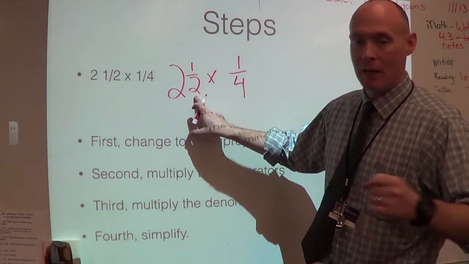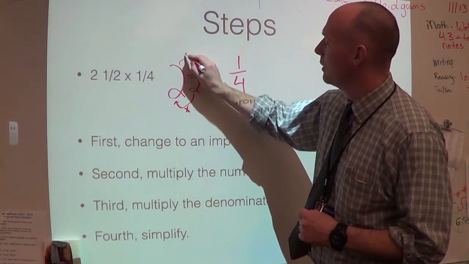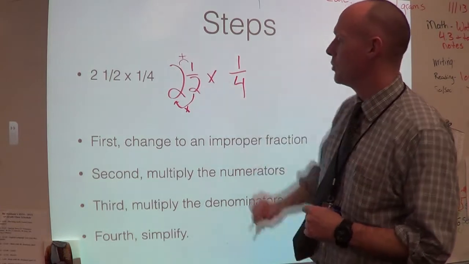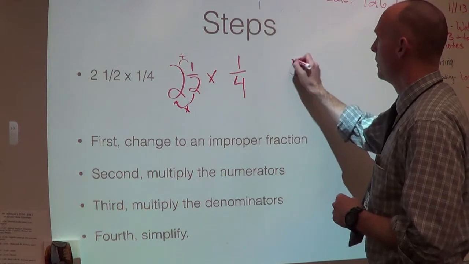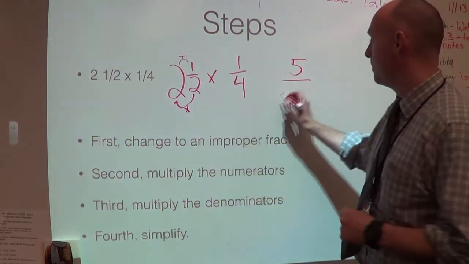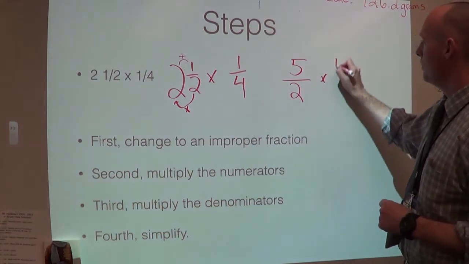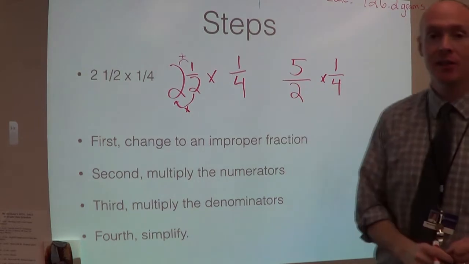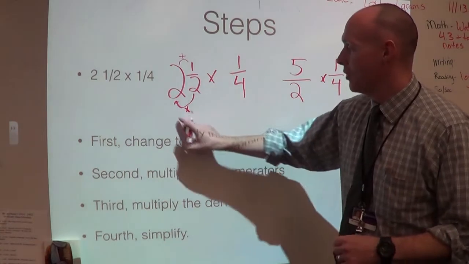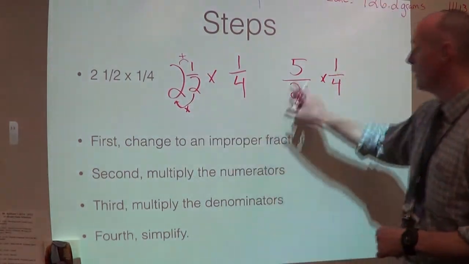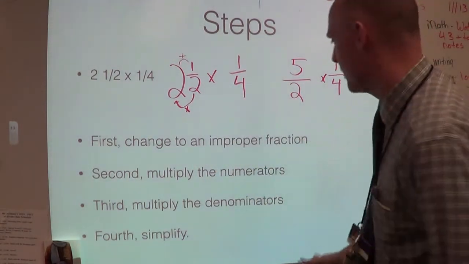Here's my mixed number. To make it an improper fraction, we multiply and then we add. So 2 times 2 is 4, plus 1 is 5. Denominator is going to stay the same, 2, times 1/4. That'll just stay the same. So again, first change it to an improper fraction, and you do that by multiplying and then adding. Boom, denominators stay the same. 1/4 we just leave because it's just a regular fraction.